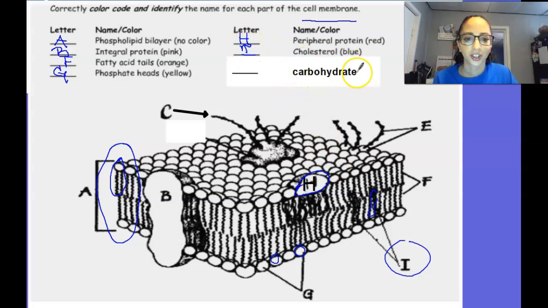And carbohydrates will be C. So for this lesson, we're just going to talk about carbohydrates. We're not going to talk about glycoproteins or glycolipids. That's when a carbohydrate is attached to a protein or a phospholipid. That we're going to leave for high school. But here in middle school, think about carbohydrate and all those structures over here. Okay? So that's basically your review of the cell membrane.